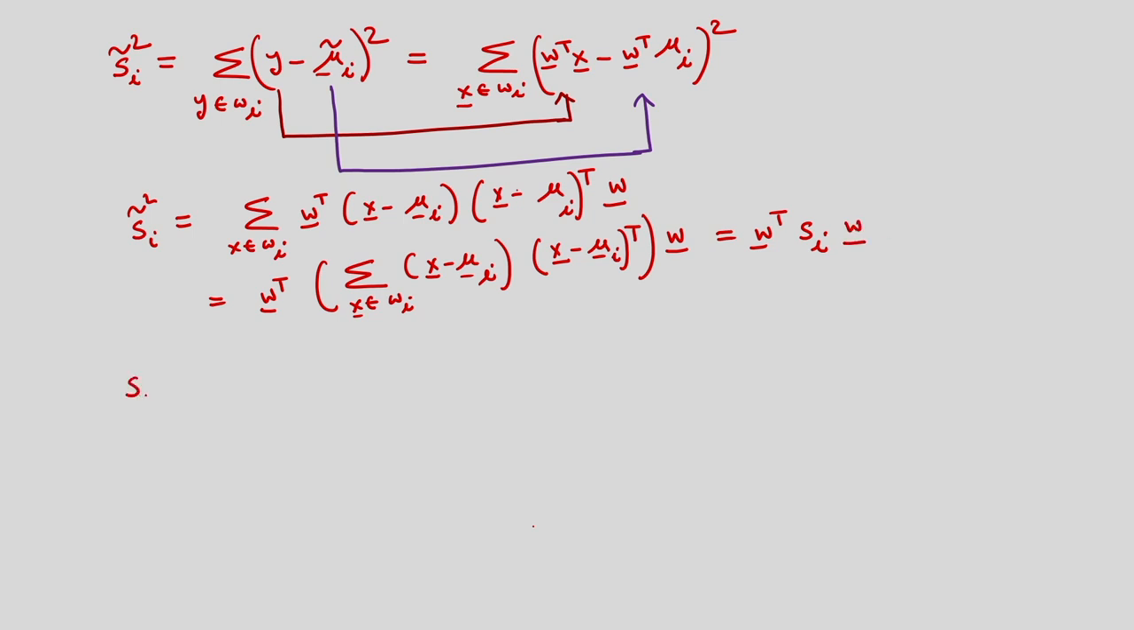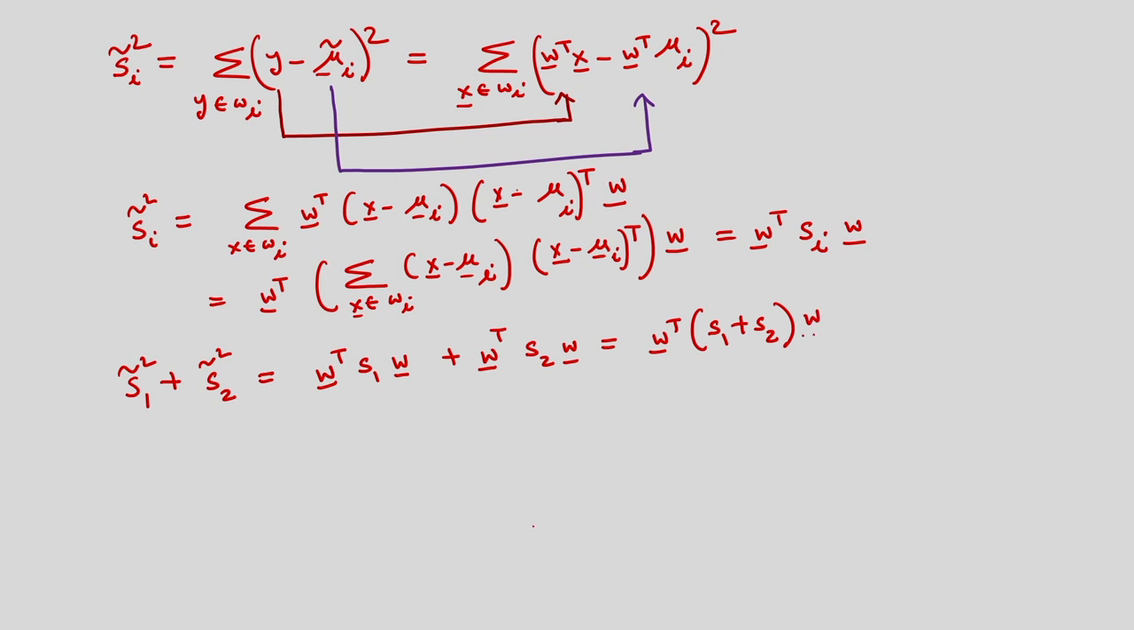So what is this value? S1 tilde square plus S2 tilde square, that is after the projection, is nothing but W transpose S1 W plus W transpose S2 W, which is equal to W transpose S1 plus S2 W, and this can be written as W transpose SW W, where SW is the within class scatter.